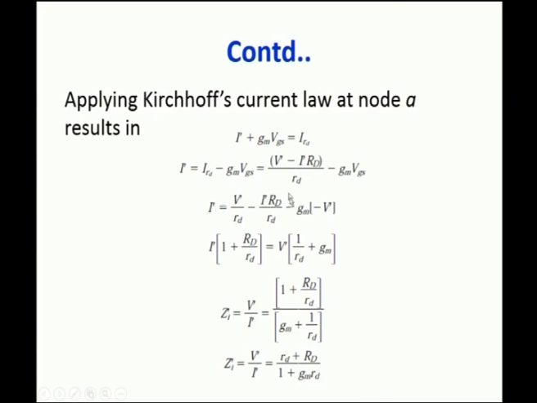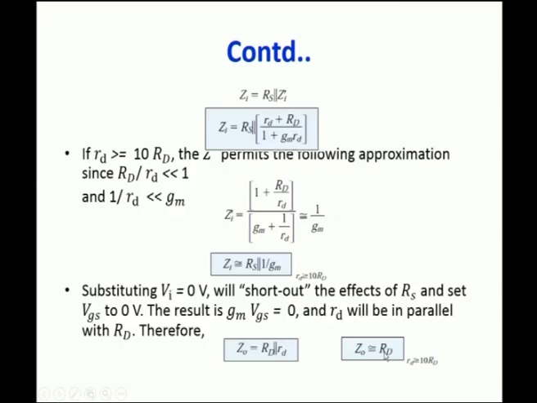Replace and multiply and take common terms out, and you will get V' by I'. From this equation you will get V' by I', and this is nothing but Zi', and Zi' is calculated as (rd plus RD) by (1 plus gm RD). And what is Zi? It is the parallel combination of RS and Zi'. Okay, Zi', if you replace the calculated term, it will be (rd plus RD) by (1 plus gm RD).